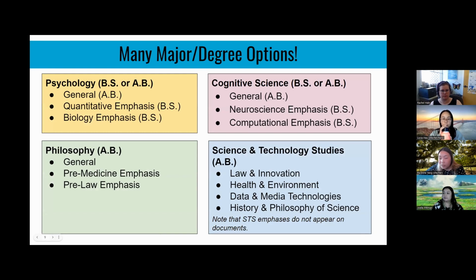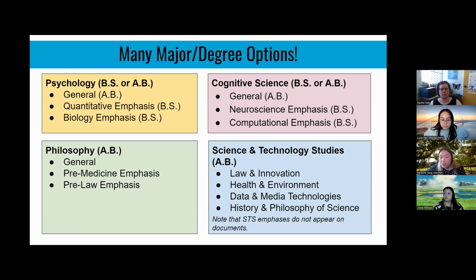We have a lot of different majors and degree options. So here at UC Davis, we actually call a Bachelor's of Arts an AB, which stands for Artium Baccalaureus. It's just a Latin way of saying Bachelor's of Arts. So if you see AB, that's just the Bachelor's of Arts. And then we also have the BS degree option, so Bachelor's of Science.